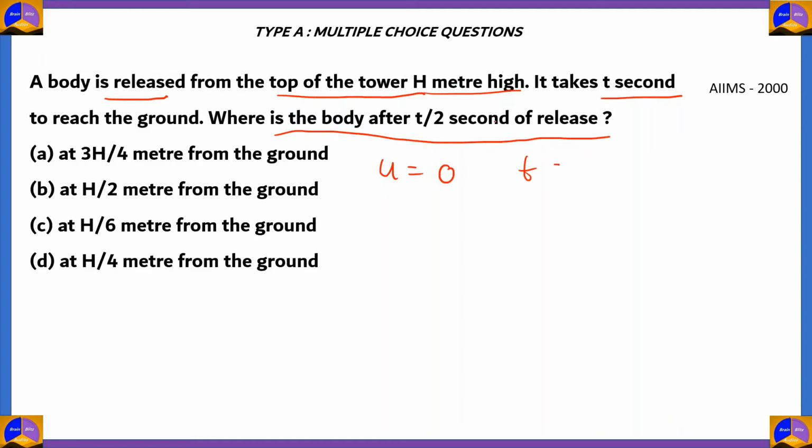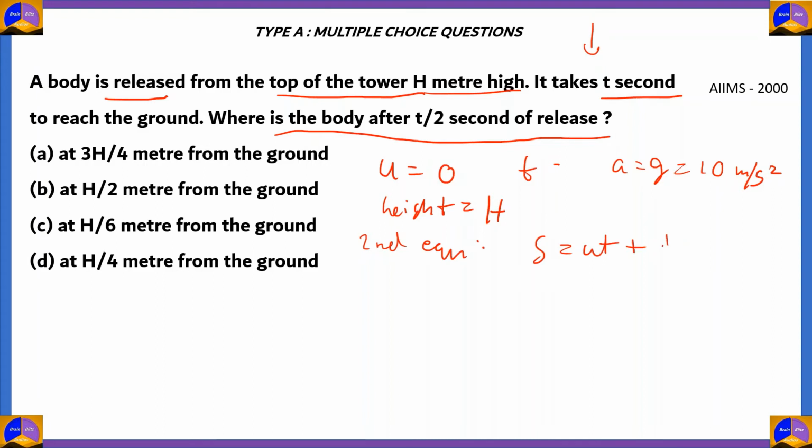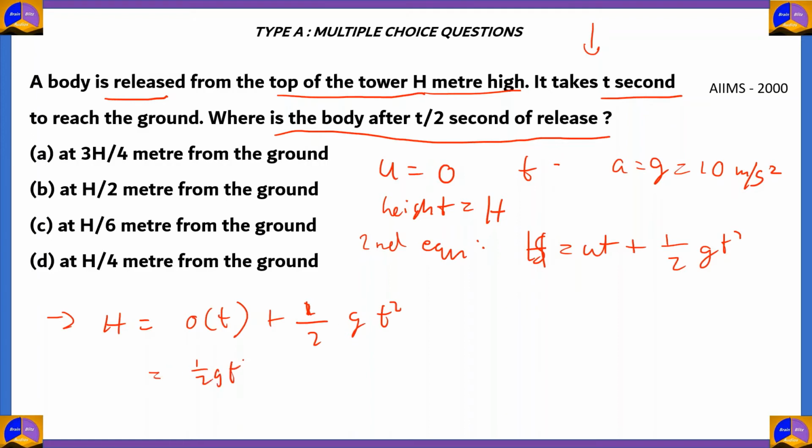And since this is vertical motion, the value of acceleration is equal to g, so that is 10 meters per second square. And the total height is given as capital H. So now what do we do? Let's find out the value of capital H. So what we do is we use the second equation. That is s is equal to ut plus half gt squared. So instead of s, it will be H. Therefore, H will be equal to u, which is 0, into t plus half into g into t squared. So that is equal to half gt squared. Now you might be tempted to use 10 in here, but I urge you to hold your horses and write H is equal to half gt squared as equation number 1.